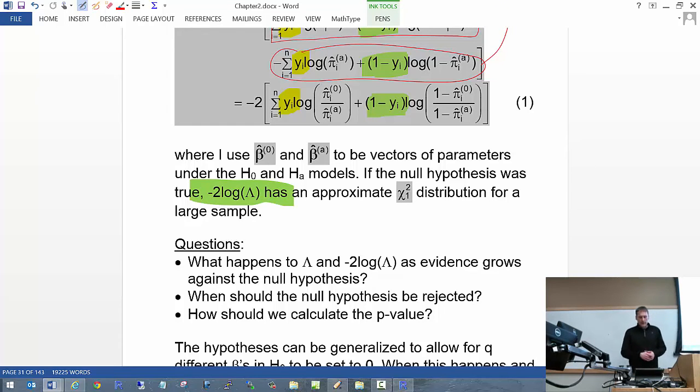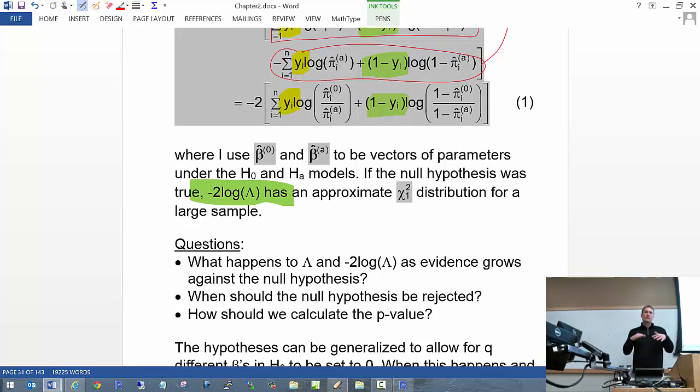And again, let me ask you this. What happens to lambda as evidence grows against the null hypothesis? What's going to happen to lambda? Is it going to get closer to 0 or closer to 1? It's going to get closer to 0, lambda is, because the H0 model is not as good. The maximum possible value of that likelihood function under H0 is going to be maybe a lot lower than the one under the HA model.